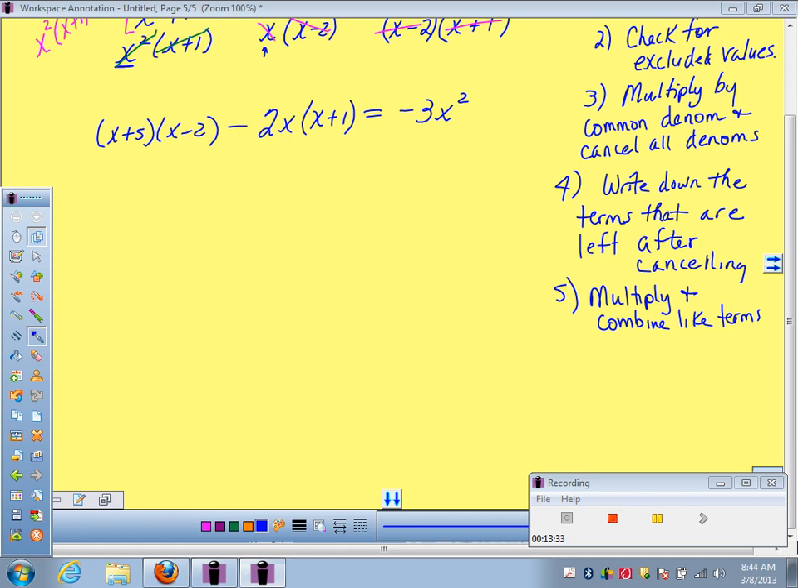Okay, so I'm foiling the first one. No big deal. x squared minus 2x plus 5x minus 10. On the second one, I'm only distributing, but what am I distributing? More than that. A negative 2x. You must distribute negatives. They're your number one enemy on this. They'll get you. Watch the negatives. Distribute them. So yes, that's negative 2x squared and negative 2x. And then, of course, the right-hand side is just negative 3x squared.